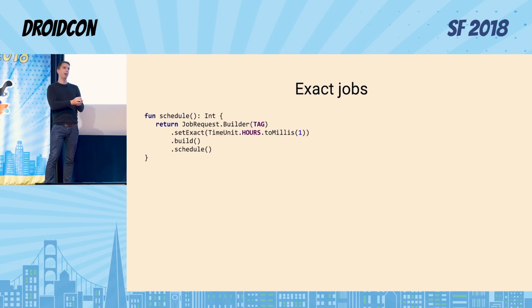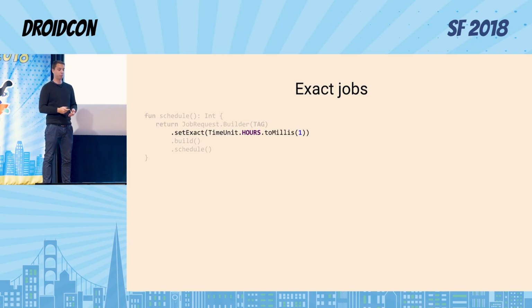Exact jobs are things like, hey, I want to show a reminder notification at 8 in the morning. So you have really this time requirement. And with Android Job, this is straightforward to do. You just say set exact and give it a time. That's about it. WorkManager doesn't have this feature, and they probably also won't add it.